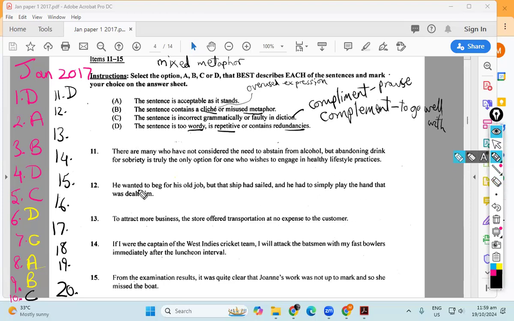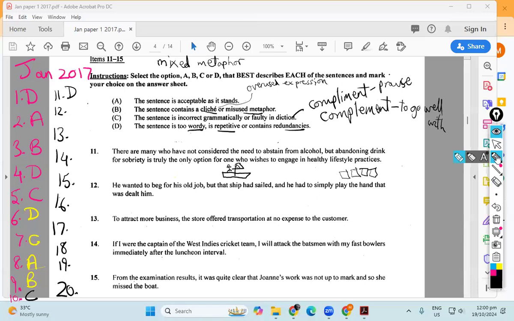Right. All right. He wanted to beg for his old job, but that ship had sailed and he had to simply play the hand that was dealt him. That ship had sailed. So here we have a boat. And here he is in the boat. Sad. And then here we are with a hand of cards. Now, based on what I told you above about a mixed metaphor, can you see how this is a mixed metaphor? Or even clichés, right? Because the ship has sailed is a clichéd expression, like an idiomatic expression.